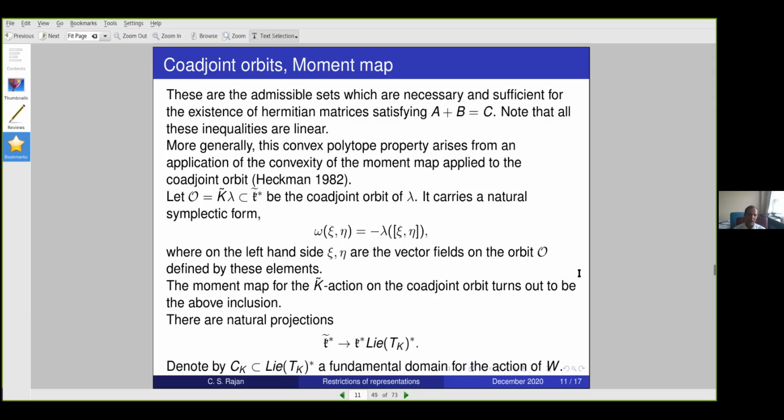Anyway, now there are natural projections because I'm asking for K sitting inside K star. I've forgotten one arrow. So you look at the dual of the Lie algebra of K tilde, and there is a restriction map to the dual of the Lie algebra of K, and from the dual of the Lie algebra of K, there is a map to the dual of the Lie algebra of T_K, the diagonal torus. And C_K contained inside Lie of T_K star is a fundamental domain for the action of W.